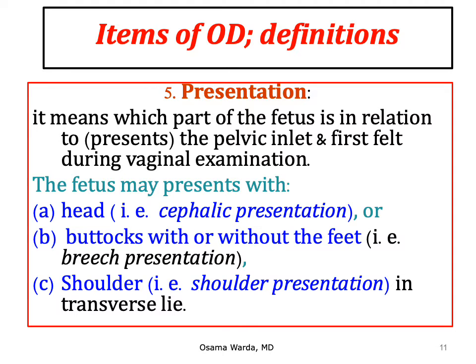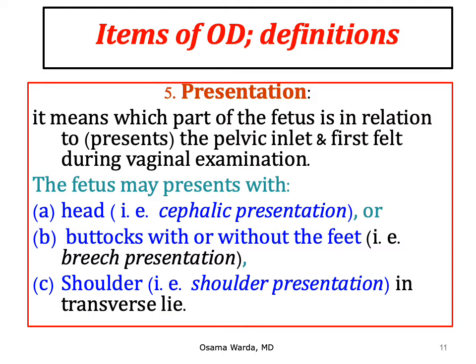So we have 5 types of cephalic presentations according to the fetal head attitude. We have vertex with full flexion, face with full extension, brow midway between flexion and extension, anterior parietal bone presentation, and posterior parietal bone presentation when the head is tilted to the side.